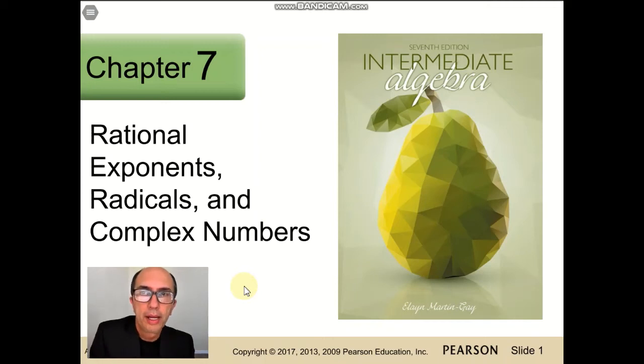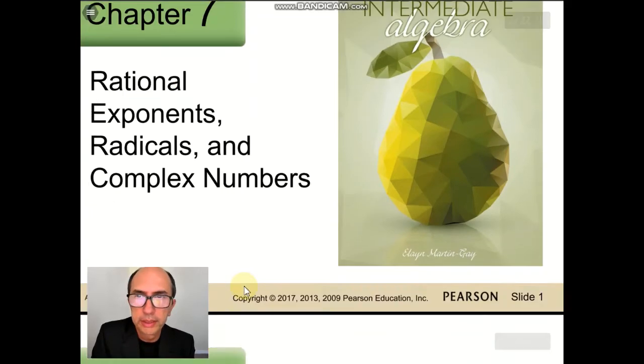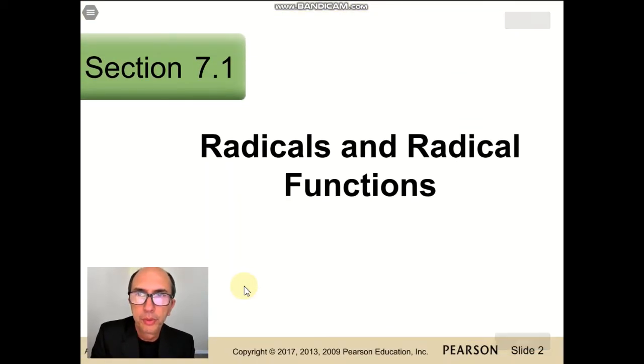Hello, welcome back. We are now on chapter 7, rational exponents, radicals and complex numbers. And today we will work on section 7.1, radicals and radical functions.